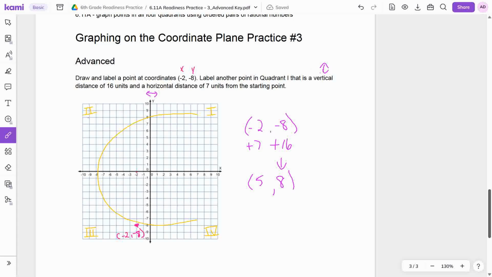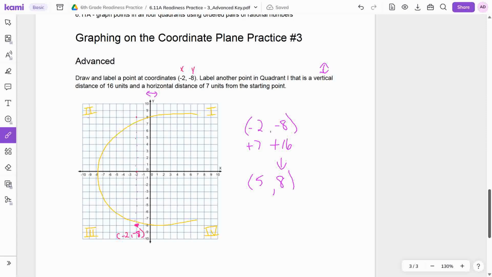Let's count on the graph and see if that works. So vertical distance of 16 is going to be, let's see. So 1, 2, 3, 4, 5, 6, 7, 8 obviously gets me back up to 0. I need another 8. 1, 2, 3, 4, 5, 6, 7, 8. So that's my vertical distance of 16, but now I'm in quadrant 2.